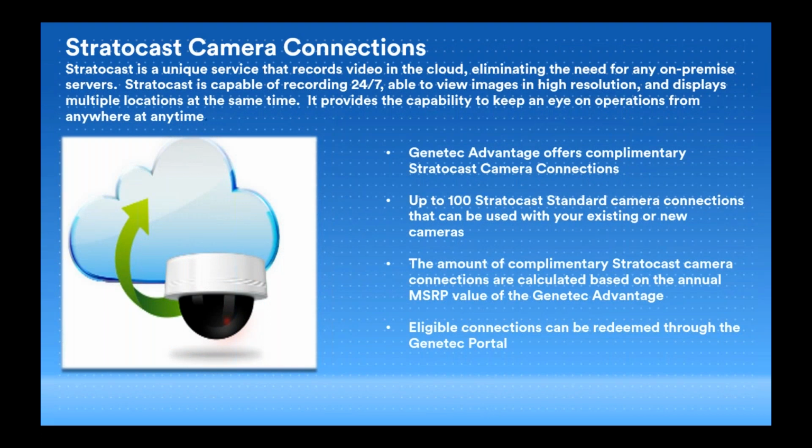Another complimentary benefit that comes included with the Advantage program would be for a customer to receive up to 100 Stratocast standard camera connections. They can be used with the existing or new cameras. Again, the amount of the complimentary Stratocast camera connections would be calculated based on the annual MSRP value of the Genetec Advantage contract in US dollars. And once again, you would visit the GTAP portal to be able to view how many cameras a customer would be eligible to receive correlating to their Advantage contract.